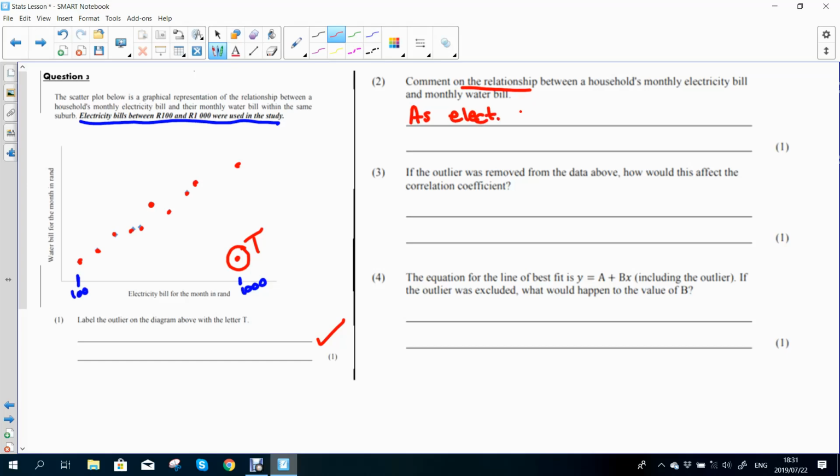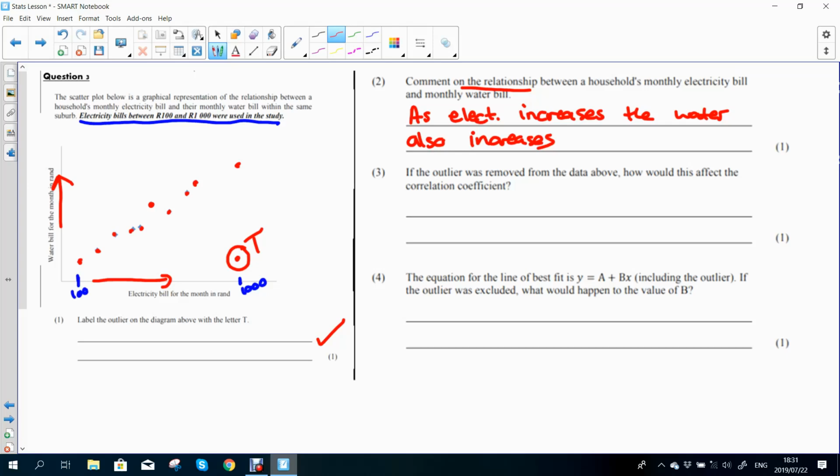electricity increases, the water bill also increases. So as the one variable is increasing, the other variable is also increasing. So that is what we comment on the relationship on that. If you said here perfect or not perfect, if you said strong positive relationship, I would have given you the mark as well.